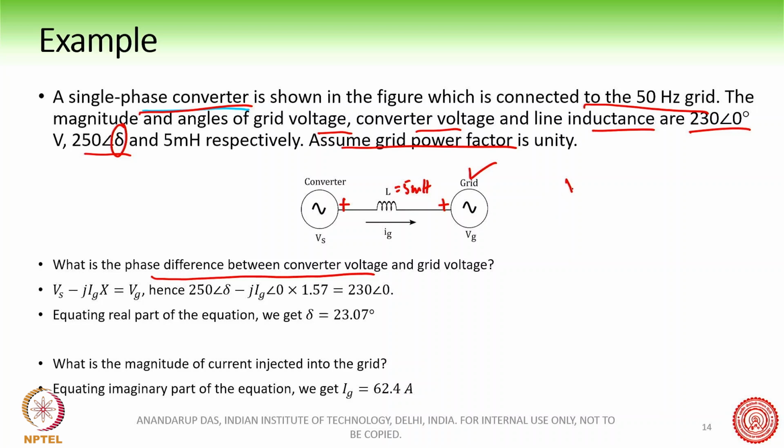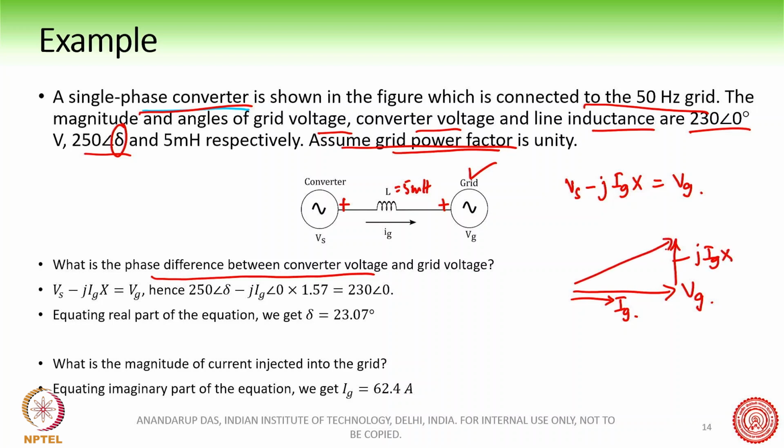So we can say that Vs minus jIgX is equal to Vg, and the grid power factor is unity. So let us draw the phasor diagram. Here is the grid voltage, and Ig is here at unity power factor, and so this is jIgX. And here is my Vs, and this is the angle delta.